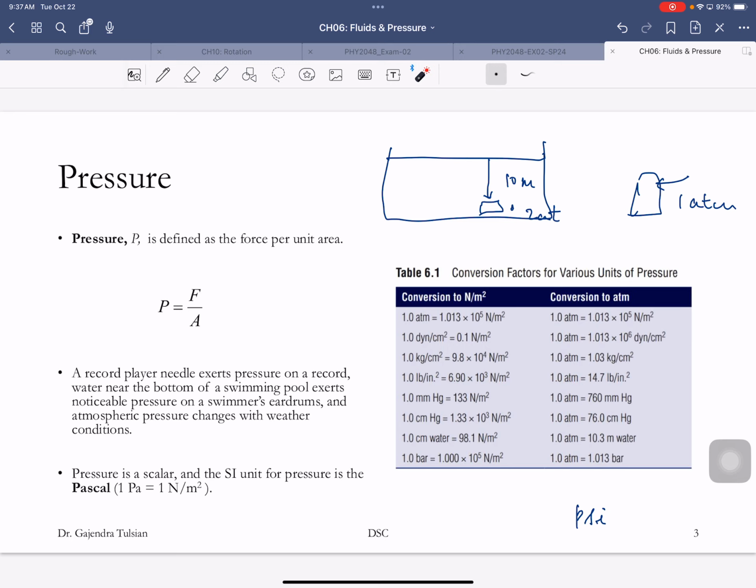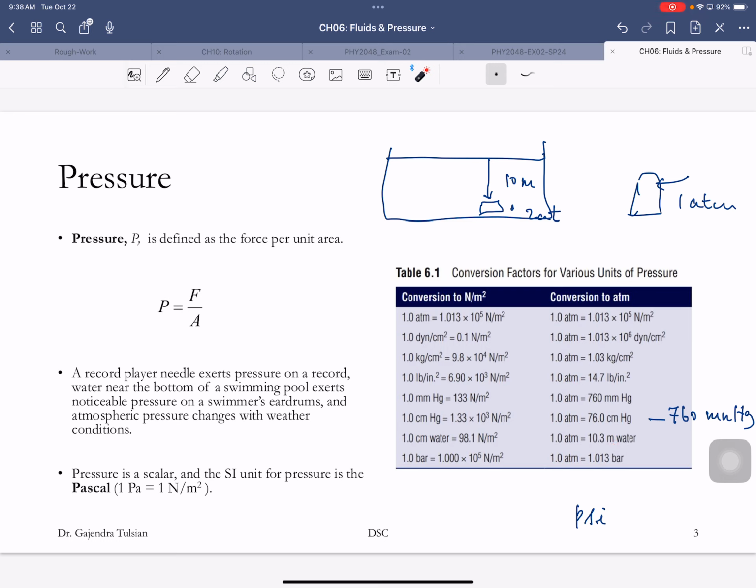In blood pressure measurements, you hear that normal blood pressure is 120 by 80. What does that mean? That's in millimeters of mercury. 1 atmosphere is 76 centimeters, which is 760 millimeters of mercury. We'll come to that in a bit as well. 1 atmosphere is also 10 meters of water.